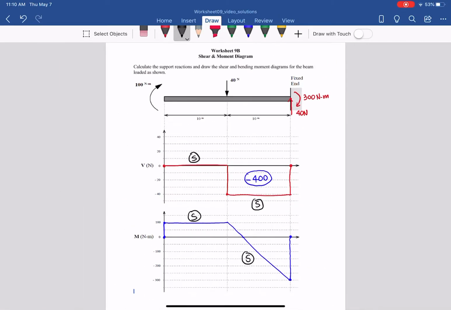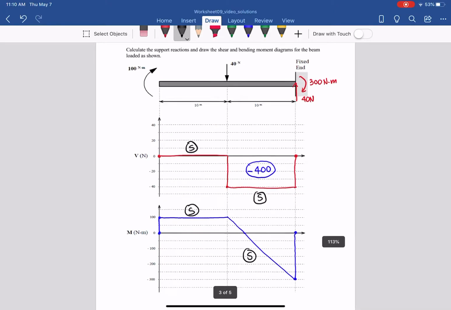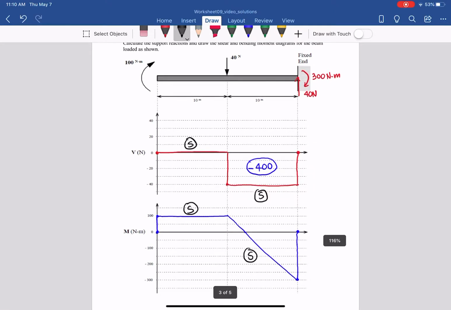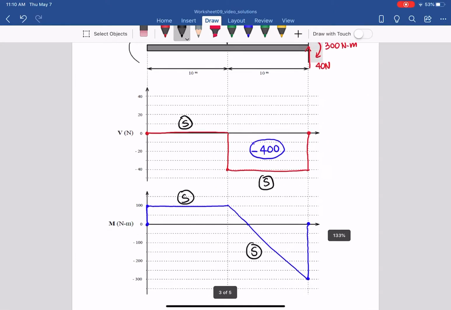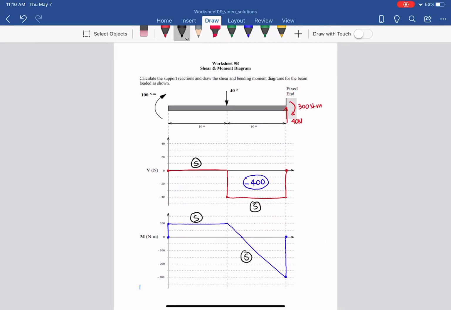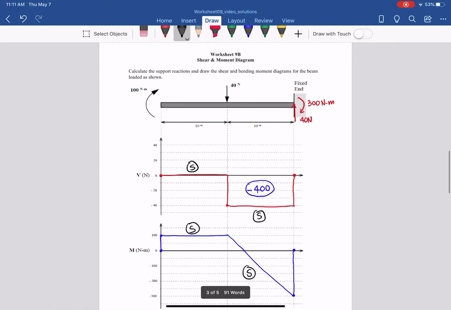From this you can see the maximum shear equals 40 Newton. The maximum moment equals 300 Newton meter, and it is at the fixed end, as you can see from the diagram. So the shear and moment diagrams tell you the most critical points for design: where the greatest shear and the greatest moment are located along the beam. So that is worksheet 9B.